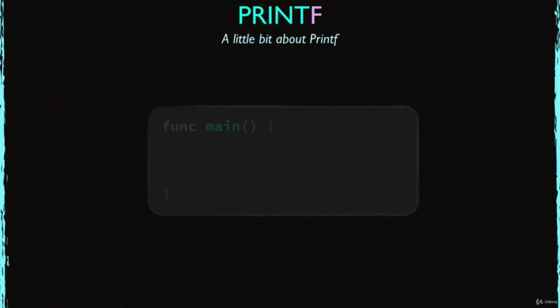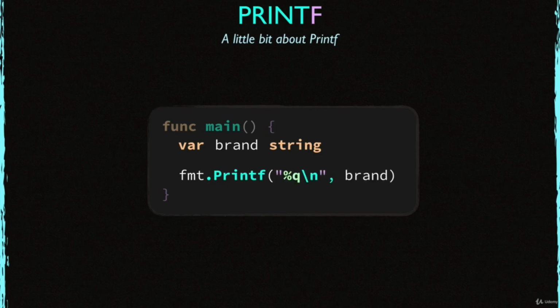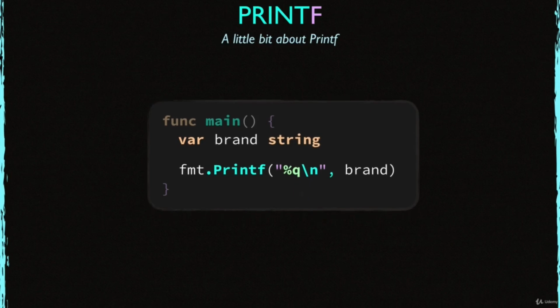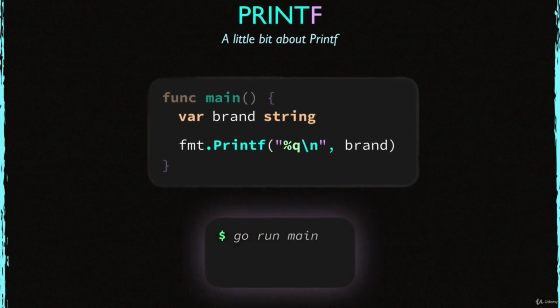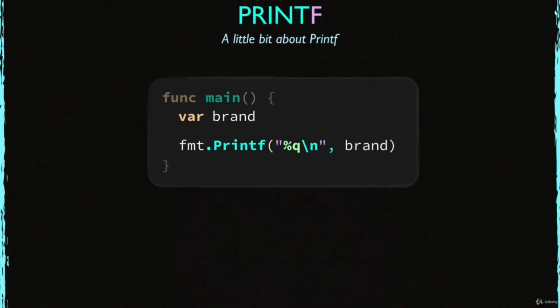Alright, let's take a look at this code. Here is a string variable. And here is how I can print it using printf. Here I've used %q as a formatter. I'll talk about what that means in a few minutes. Just keep that in mind for now. When you execute this, it will print this. It prints two double quotes, right? It's because brand is empty now.